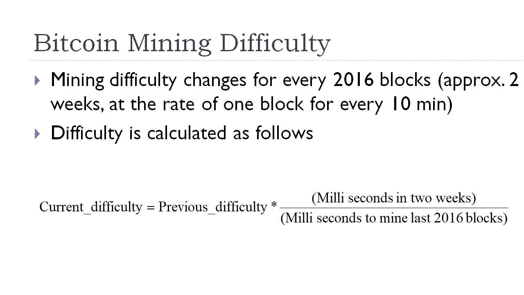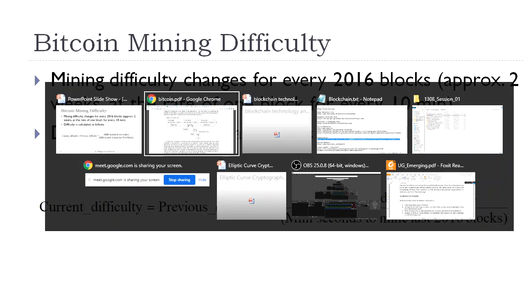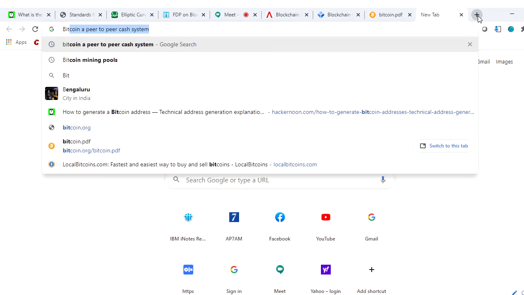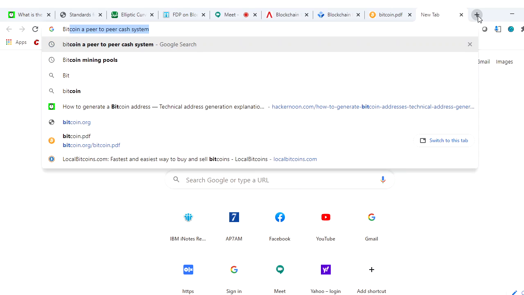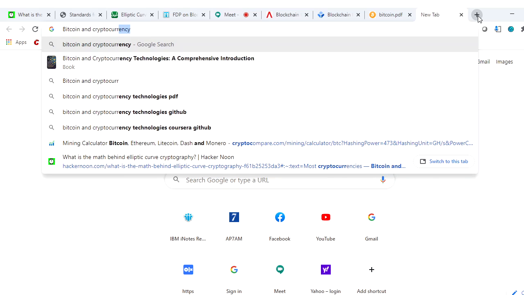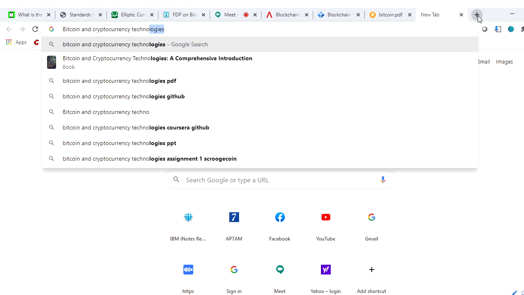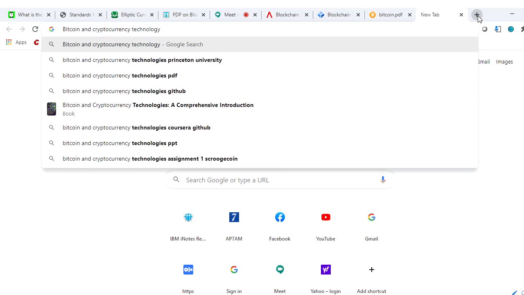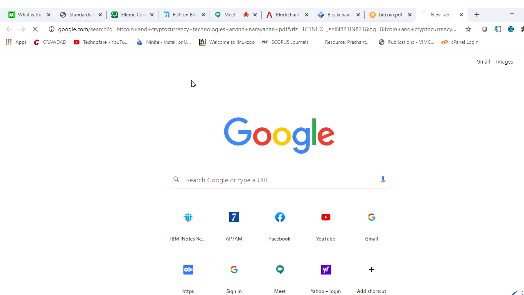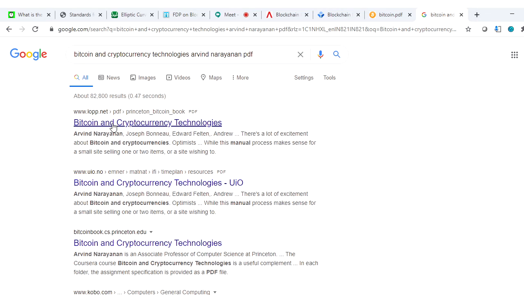And the one who asked the question may also download this book. You will find more information that was not found in this paper. It is called Bitcoin and Cryptocurrency Technologies by Arvind Narayanan. PDF. It is a free book.